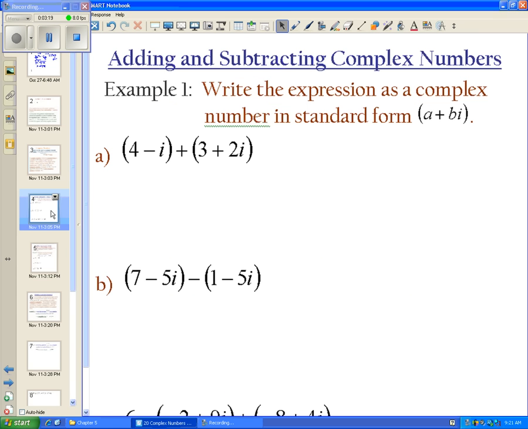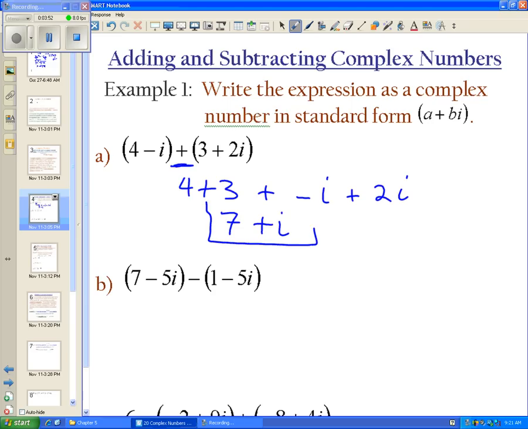What does this mean? Adding and subtracting complex numbers. Write the expression as a complex number in standard form, a plus bi. Just like things we've done in the past, I'm adding, so all I want to do is add like terms. This is 4 plus 3 and plus negative i plus 2i. 4 plus 3 is 7. Negative i plus 2i is positive i. All I'm doing here is combining like terms. 7 plus i is my final answer. It's in standard form because I have my real part first and my imaginary part second.